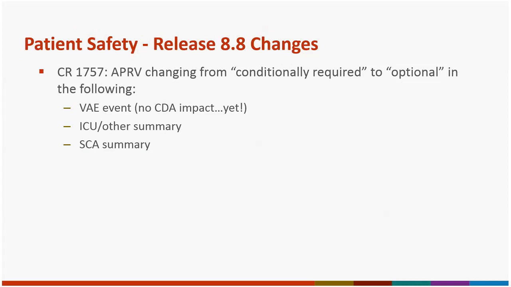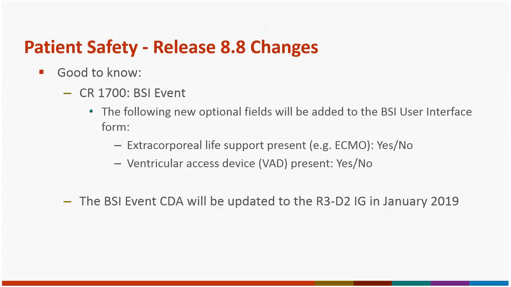I know many of you do VAE for your customers, so there is a small change coming. The APRV field is changing from conditionally required to optional, and actually it's in quite a few of our forms. The VAE event, and I have no CDA impact yet, because as y'all heard, it's coming. The ICU other summary and the SCA summary. So make sure you include that code. If you're still sending it, that's great. We'll accept it. Next slide.